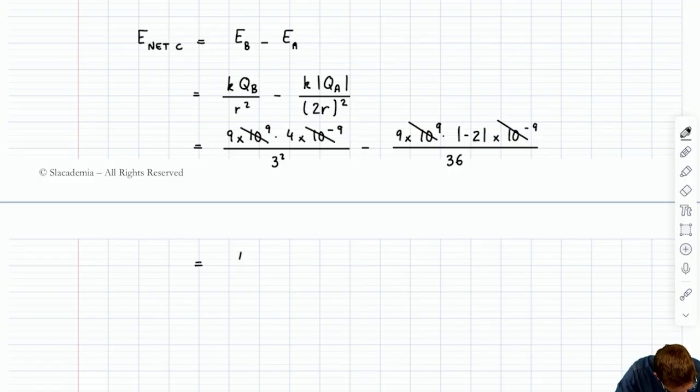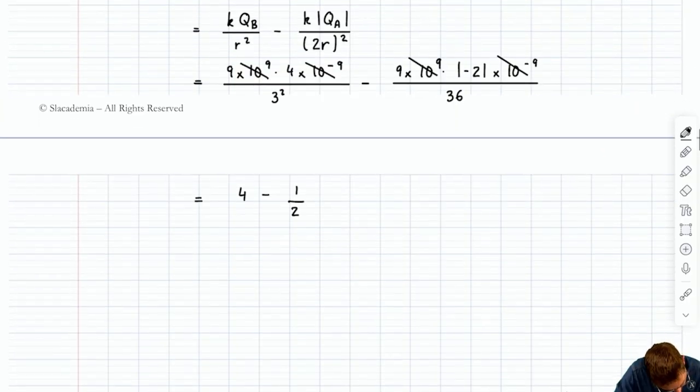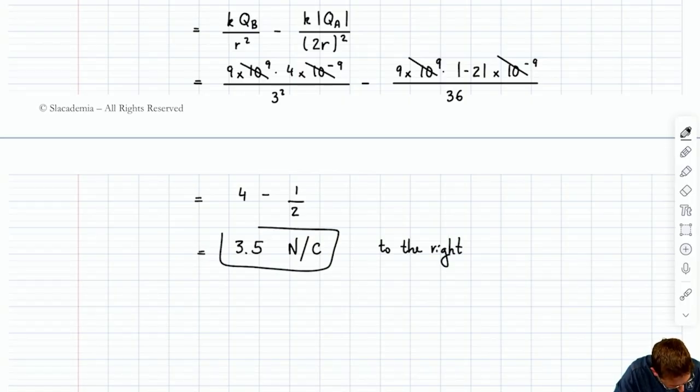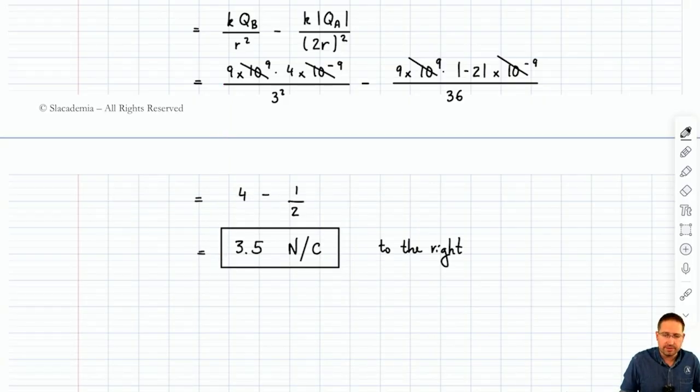And then this is going to be 4, because 9 over 3 squared is 1. And then minus, well, 4 times 9 is 36. So 4 minus, oh, there's a 2 here, my bad. So this is 18 over 36, so minus 1/2. Okay, so this is going to be 3.5 Newton per Coulomb. And it's positive, so it's going to be to the right. All right, that's the magnitude of the electric field at point C. The direction is to the right.